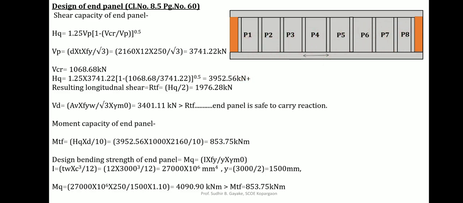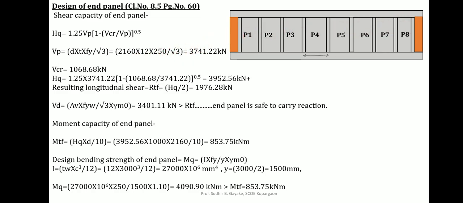These are classified according to your stiffeners. Initially, according to clause 8.5, page number 60, the shear capacity of the end panel is to be calculated. You need to satisfy this end panel shear capacity, as your end panel is subjected to maximum shear force. With a uniformly distributed load, shear force is maximum at the support, it is 0 at the center, and again maximum at the other support. Therefore this shear capacity of the end panel is to be checked.